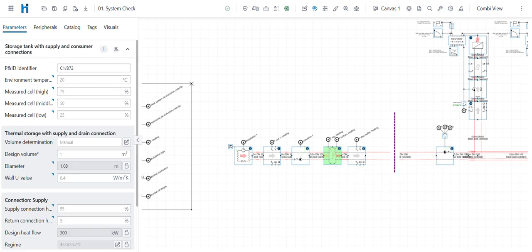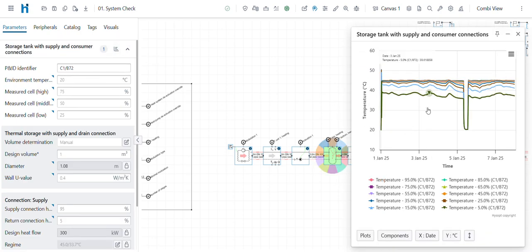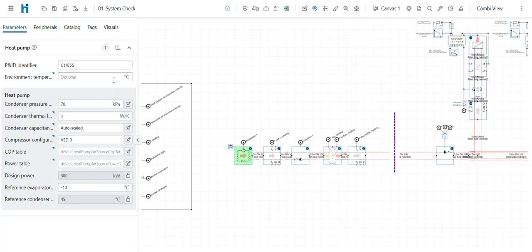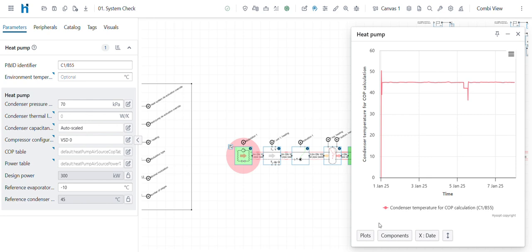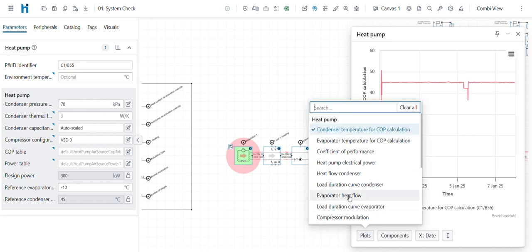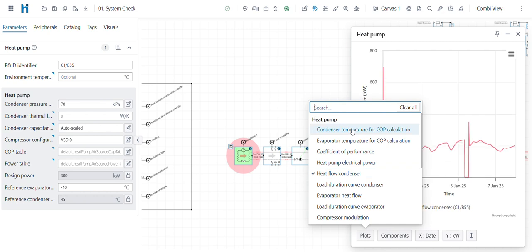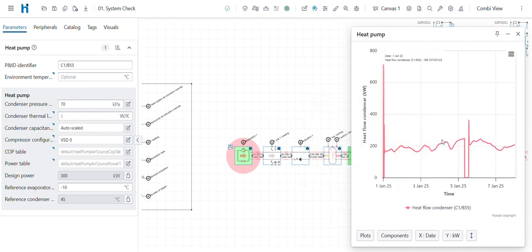If I have a look at the temperatures inside my buffer tank, those are all good, and then there's a dip. So that's telling me it looks like the problem is coming from the production side. Okay, if I take a look at my heat pump, the heat flow on my condenser, here I can see my heat pump is being turned off.